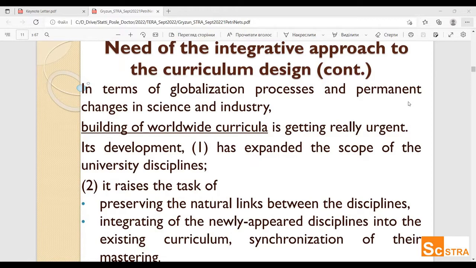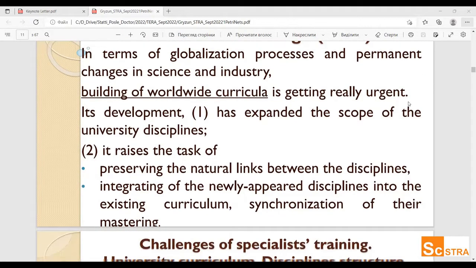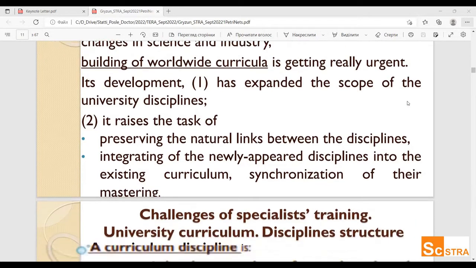is getting really urgent. Its development has expanded the scope of the university disciplines, and it raises the task of preserving the natural links between the disciplines, integrating the newly appeared disciplines into the existing curriculum, the synchronization of their mastering, etc.